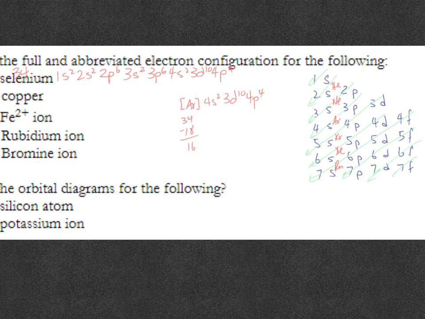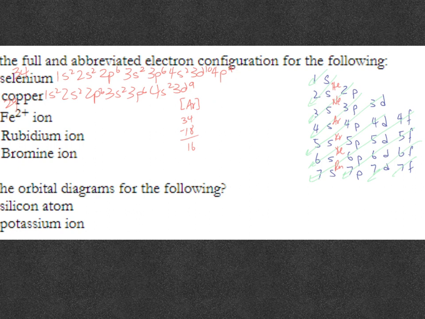Now, copper, you need to remember, is an exception. Copper, remember, 1 electron from the s goes out to the d. So copper has 29 electrons. And if I do this electron configuration out, 1s2, 2s2, 2p6, 3s2, 3p6, 4s2, 3d9. Now, if we do that like we've been doing all along, that's what we would get.